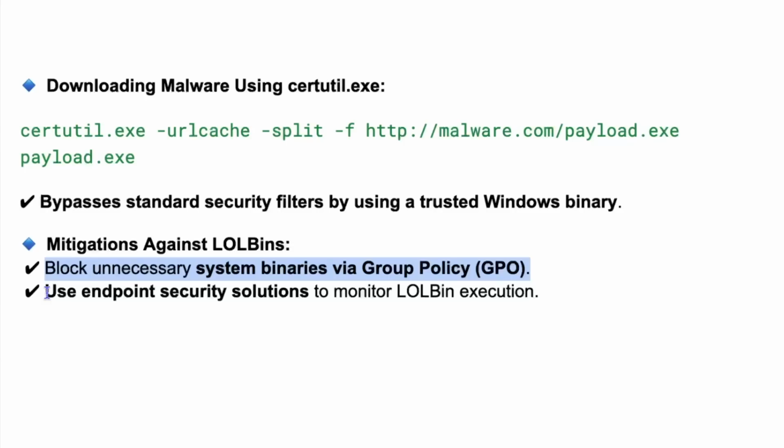You block the access to these types of binaries for most of the people inside the company. Most of the people don't need it. Why would they even try to access it? So they don't need it, don't give them access to it. And then you would use endpoint security solutions to monitor the LOLBin execution. So endpoint detection and response, or security information and event managers like Splunk or Snort or a million other things.